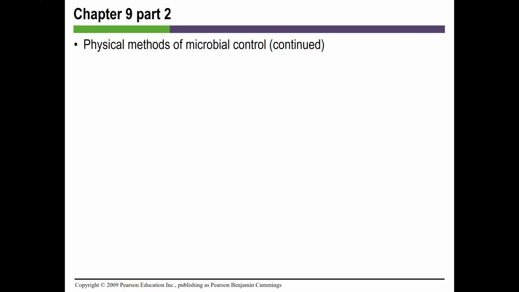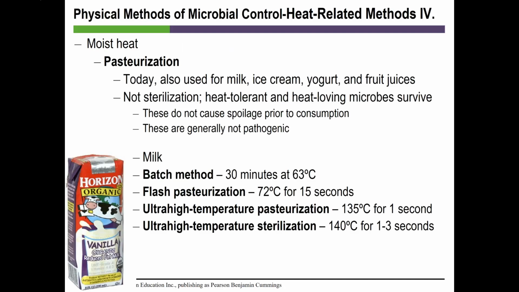We're back. We're in Chapter 9, The Methods of Microbial Control, Part 2. We're still talking about the physical methods, and we're picking up with pasteurization, another moist heat application of physical control. We've talked about pasteurization before, but we're going to talk a bit about the details. Please become very familiar with these details.